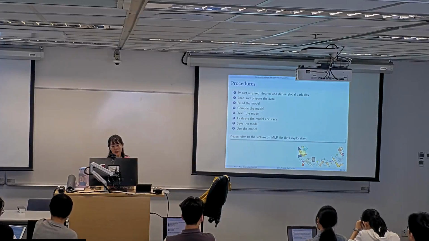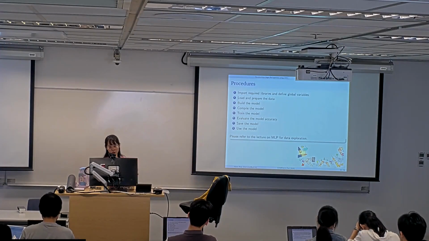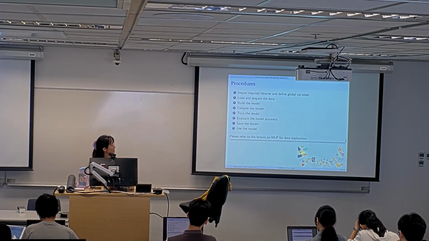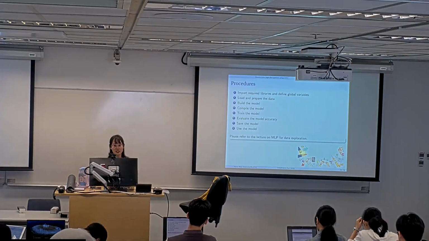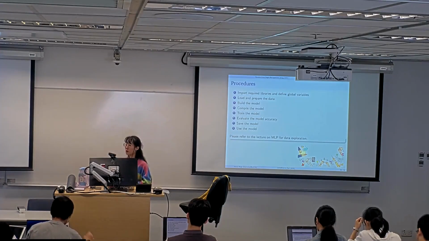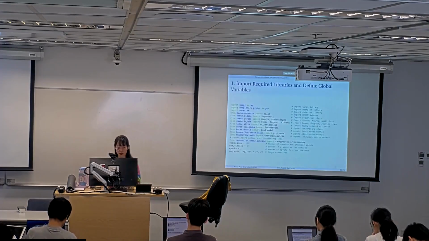After loading and preparing the data, we build the model. Then we compile the model, train the model, evaluate the model accuracy, save the model, and use the model. All the following steps are the same as with MLP. It's just a typical pipeline for neural networks.